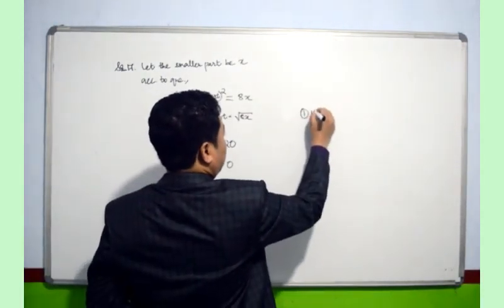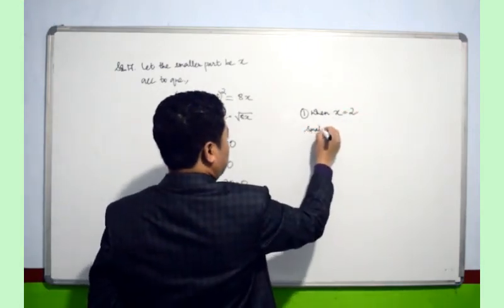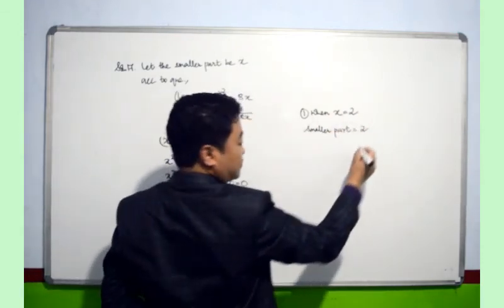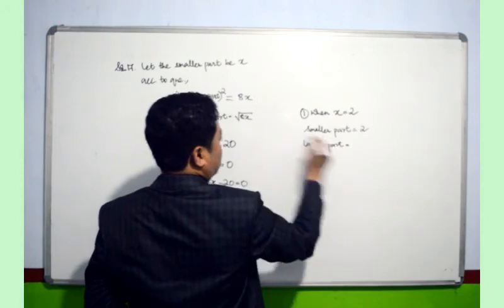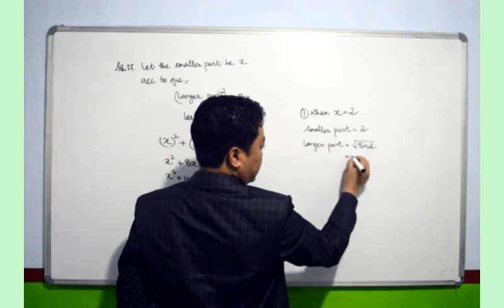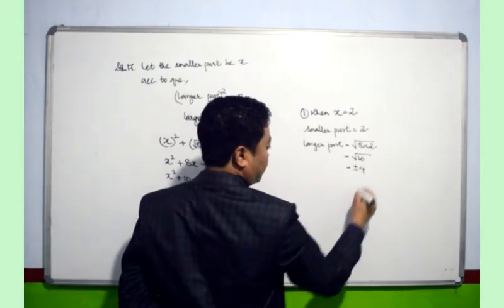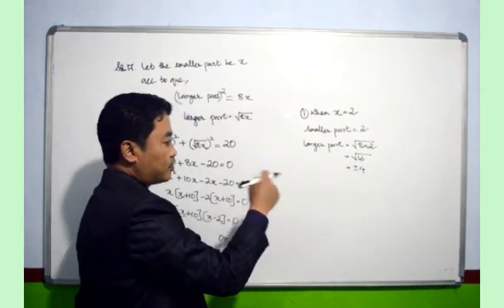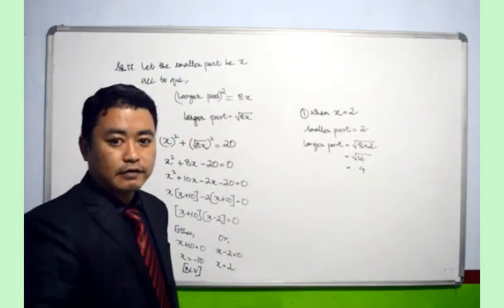So simply you will write, when x equals 2, the smaller part is represented with x, so the smaller part is 2. And the larger part is equal to square root of 8 into x. The value of x I am substituting here is 2. Now 8 times 2 is 16. So the square root comes plus or minus 4, but again we have been told it's a positive number, so we can neglect the negative sign, and the value of the larger part is 4.